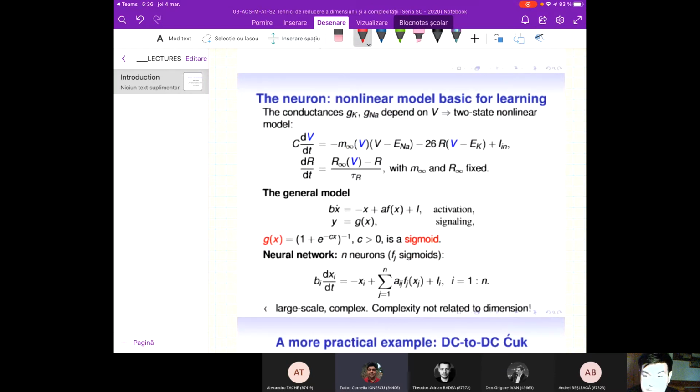Now, let's see how we can put together the equations of the functioning of a neuron. The neuron is essentially, from a mathematical point of view, a nonlinear model, which is basic for the process of learning. All these notions of artificial neural networks, learning and artificial intelligence stem from this physical, biological, mathematical model, which is governed by two equations of this type.